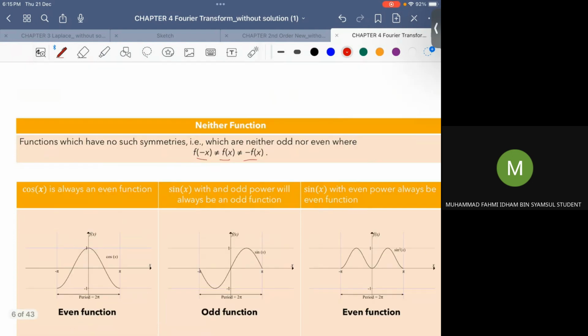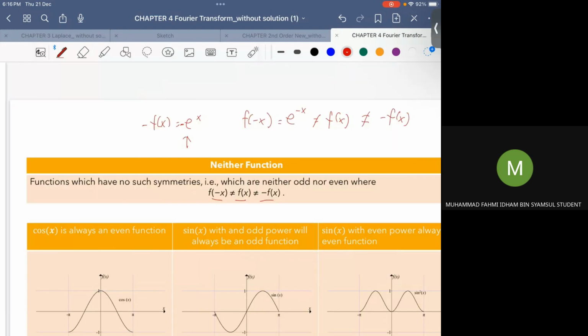One example of a neither function is e to the power x. When you substitute negative x, f(negative x), you will get e to the power negative x. This is not equal to f(x), because our f(x) is e to the power x. And this is also not equal to negative f(x), which is negative e to the power x. So this is not an even function, and it is also not an odd function.